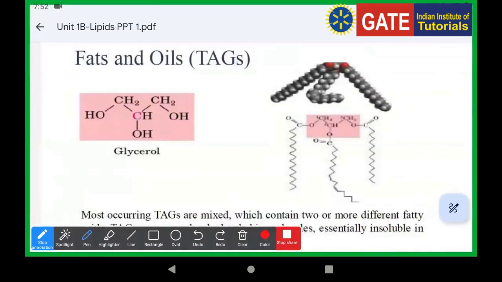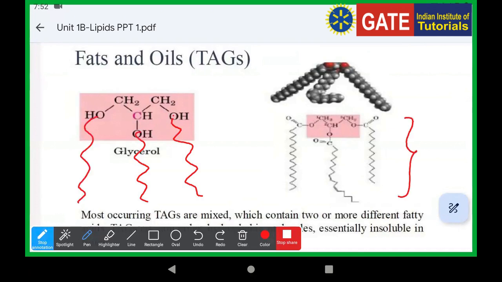Can you see? The OH of the glycerol is attached with the OH of the fatty acid through an ester bond. Okay. Here 3 fatty acids are attached. This is called triacylglycerol. Got it? If only one fatty acid is attached to glycerol, that is called monoacylglycerol.